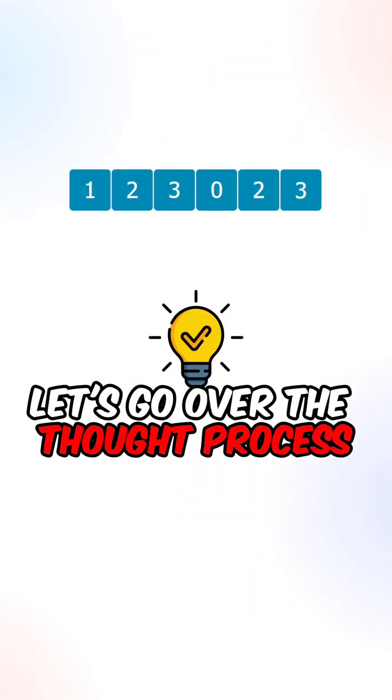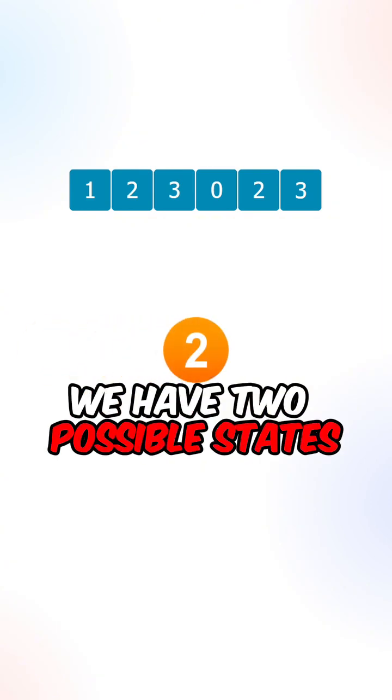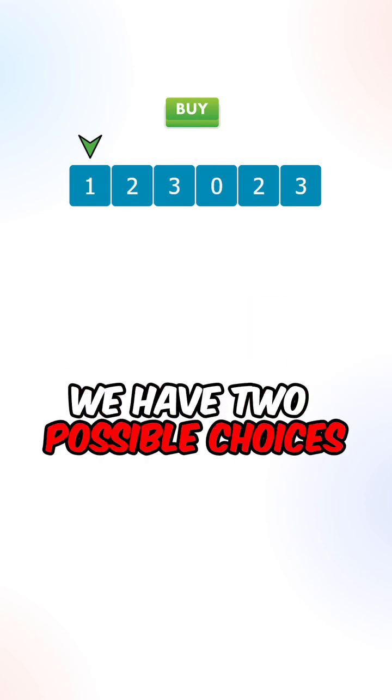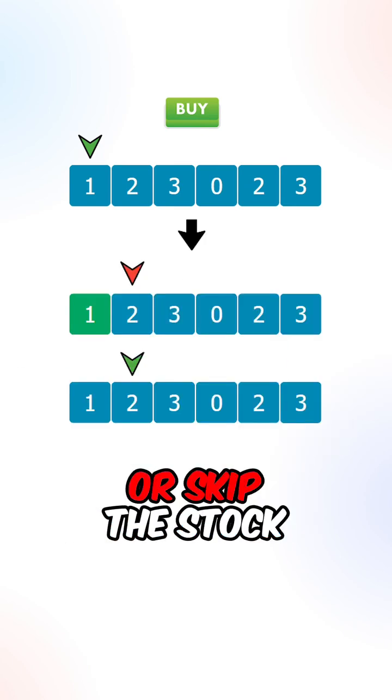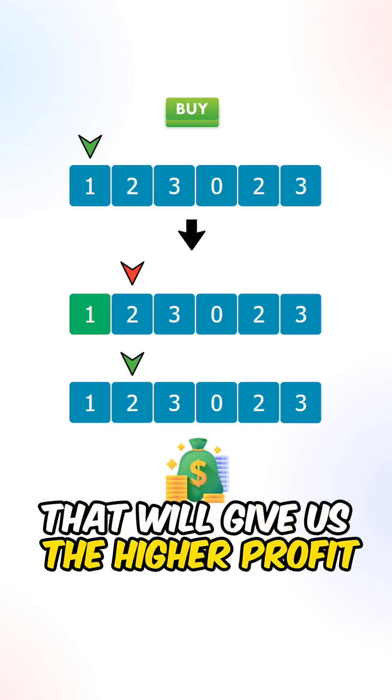Let's go over the thought process. At each of the index, we have two possible states. We can either buy or sell. Now, if our current state is buy, we have two possible choices. We can either buy the stock or skip the stock. We will pick the choice that will give us the higher profit.